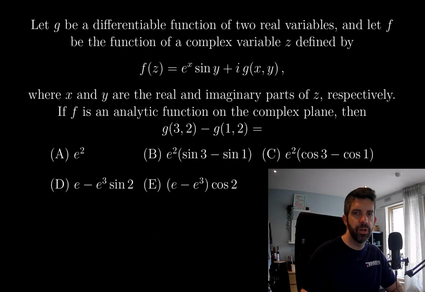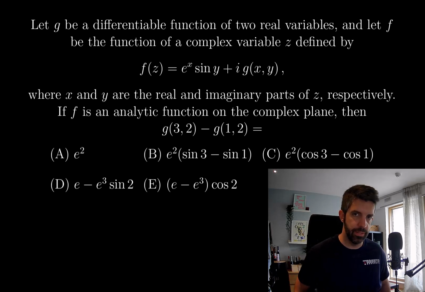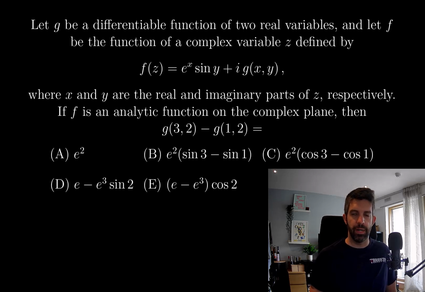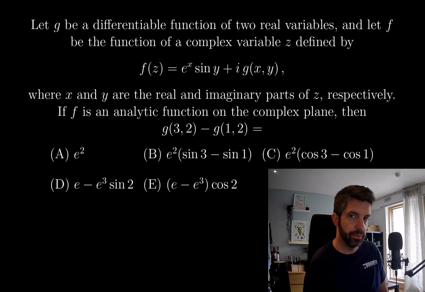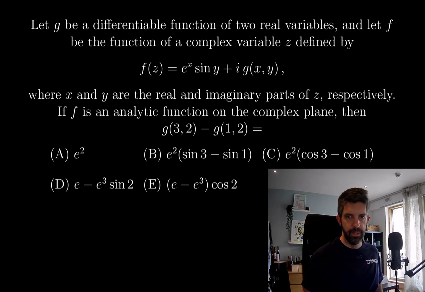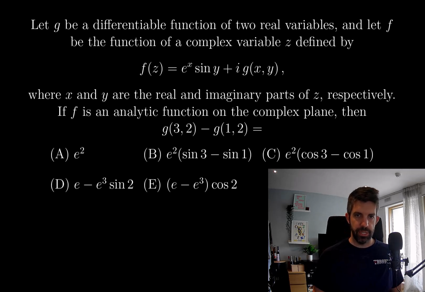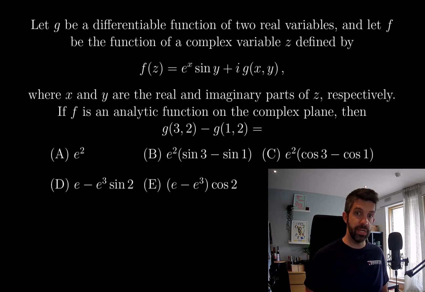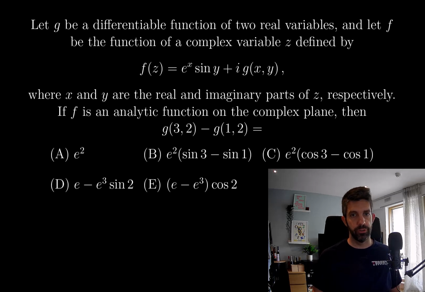Let g be a differentiable function of two real variables, and let f be the function of a complex variable z defined by f of z is equal to e to the x sine y plus i g of x and y, where x and y are the real and imaginary parts of z, respectively. If f is an analytic function on the complex plane, then g of 3, 2 minus g of 1, 2 is equal to which of these options?